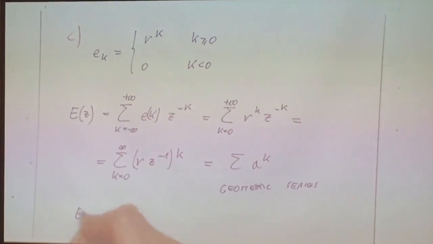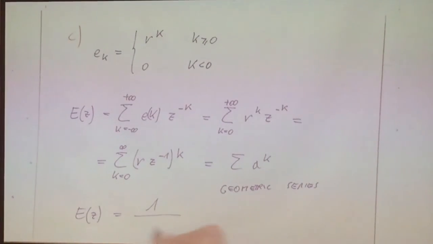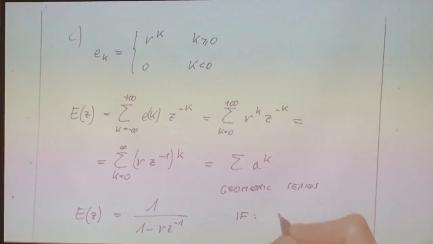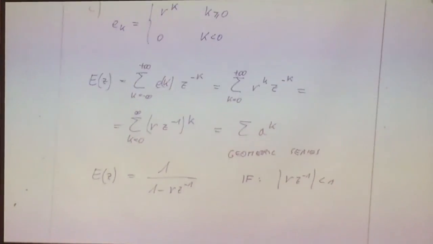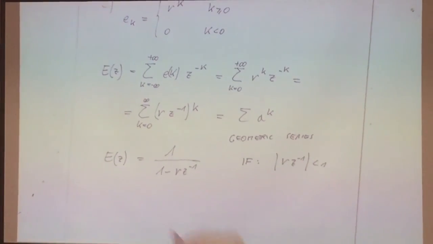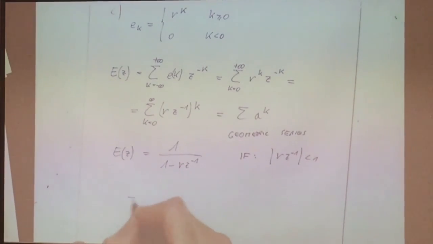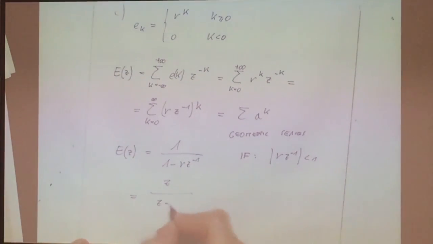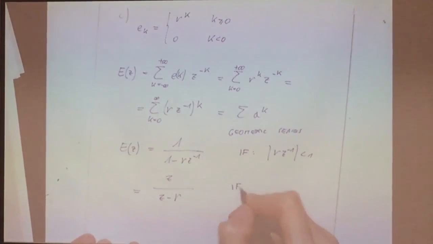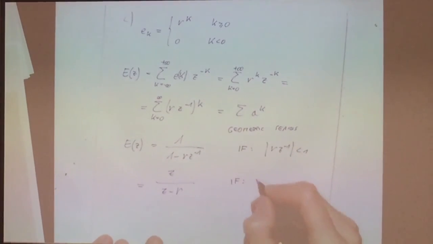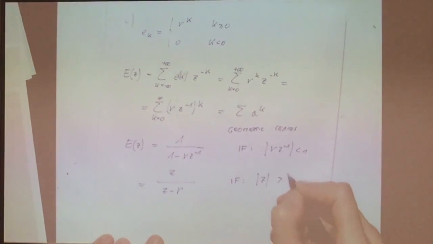And we know that the result of a geometric series is 1 over 1 minus a. So in this case, r z to the power of minus 1, if the norm of a is less than 1, so the norm of r z to the power of minus 1 is less than 1. Stable. Or if you multiply by z, you get z over z minus r, which is probably easier to write and see. And the condition here becomes norm of z greater than norm of r.